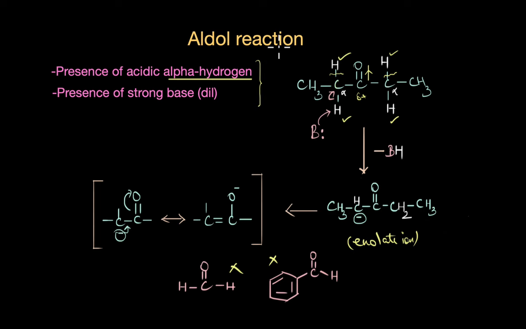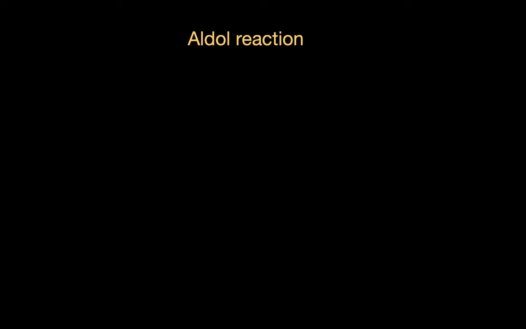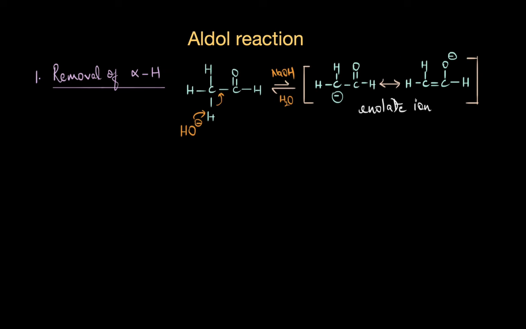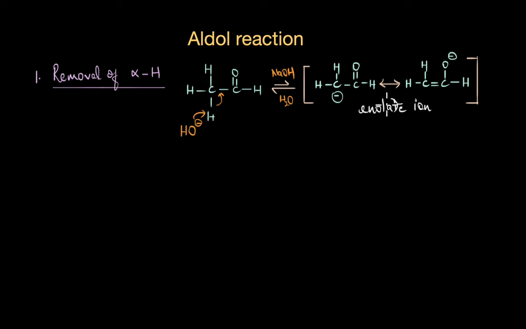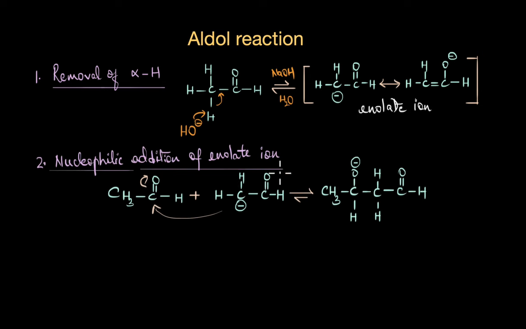So let's now look at the mechanism of the aldol reaction. For that, we are going to take the example of acetaldehyde. Now the first step in aldol reaction is the removal of alpha hydrogen, obviously. So OH- removes one of the alpha hydrogens from CH3CHO and results in the formation of the enolate ion. Now this enolate ion acts across another aldehyde molecule and results in this alkoxide ion. So here you can see that the negatively charged enolate ion attacks the electrophilic carbon atom of acetaldehyde. Pi electrons delocalize and result in the formation of an alkoxide.